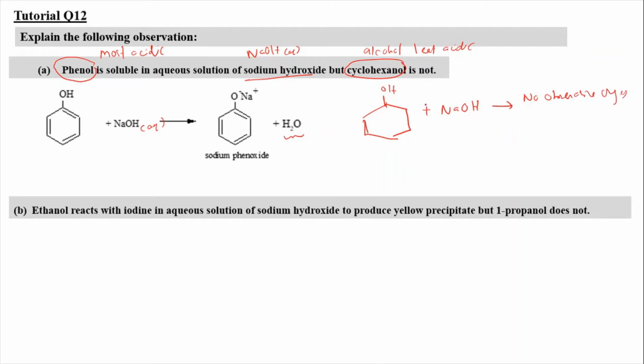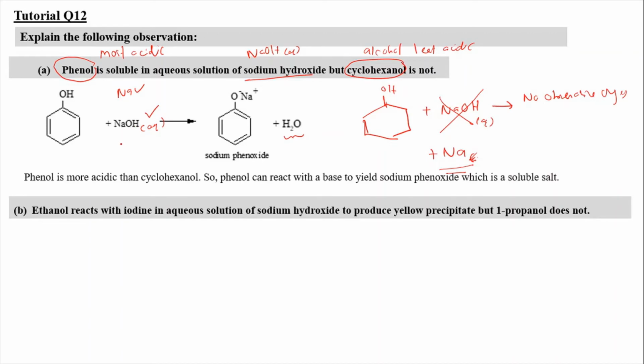However, as mentioned in the previous slide, the alcohol, cyclohexanol, can react with sodium metal only. It cannot react with sodium hydroxide. This is the information that you need to know. But phenol can react with both Na and NaOH. This shows that phenol is more acidic than cyclohexanol and therefore it can react with both. So phenol can react with a base to yield sodium phenoxide, which is a soluble salt.